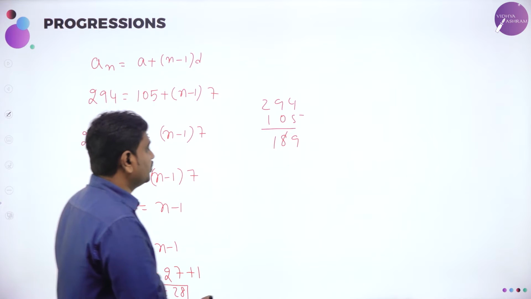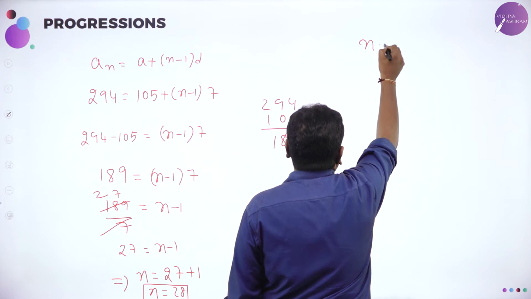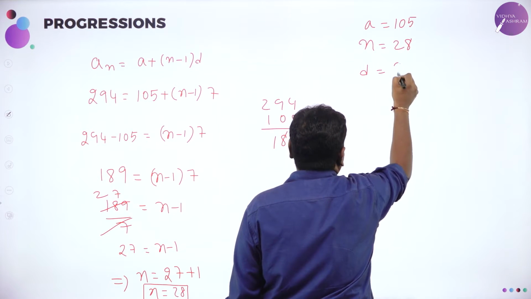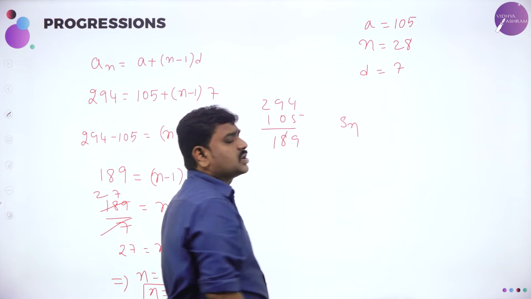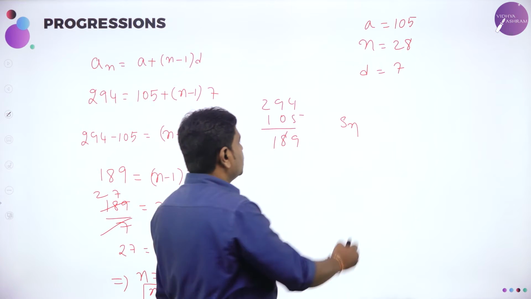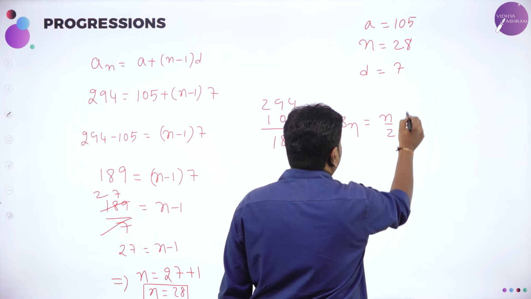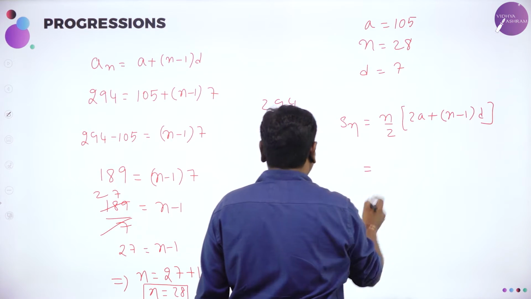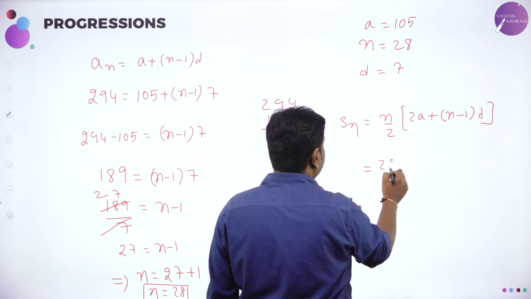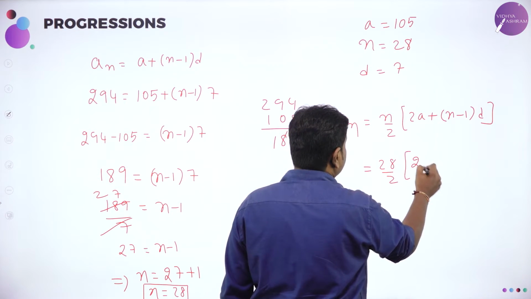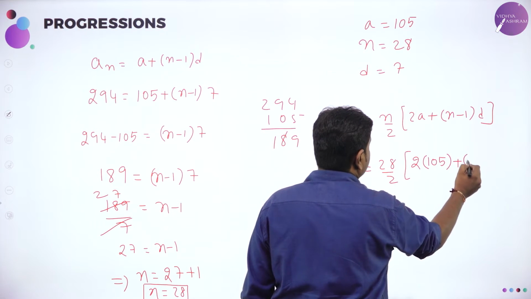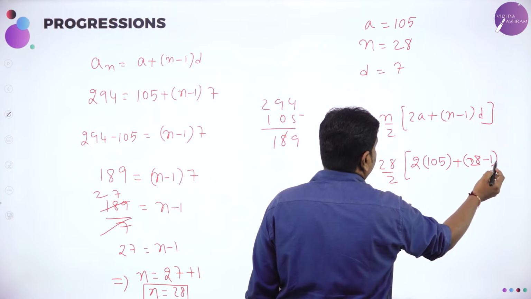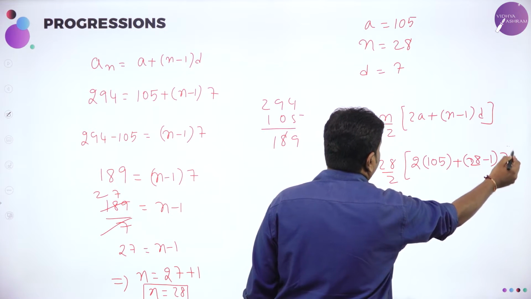So there are 28 terms. First you should find how many terms there are. So n is 28, a is 105, and the common difference is 7 because of multiples of 7. Now they want the sum, which means Sn. What is Sn? Sn is n by 2 into 2a plus n minus 1 into d. The number of terms is 28, so 28 divided by 2, into 2 times a, 105, plus n minus 1, again 28 terms, into the common difference 7.